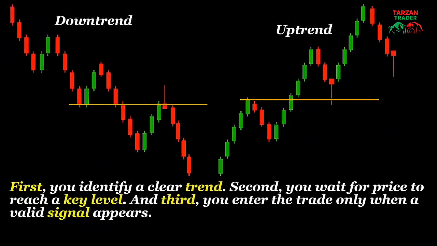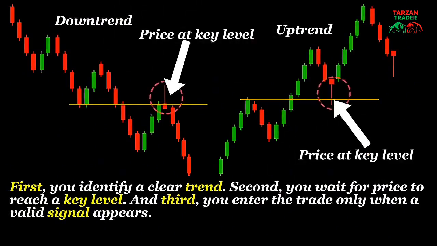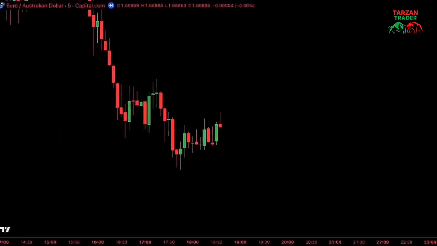First, you identify a clear trend. Second, you wait for price to reach a key level. And third, you enter the trade only when a valid signal appears. Let's look at this chart example.